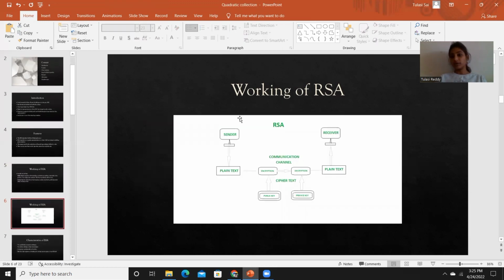Coming to the diagrammatic presentation of RSA, here we can see there is a sender and receiver, and the communication channel between plain text and the ciphertext of encryption and decryption. So this is the working diagram of the RSA algorithm that we can see in the presentation.